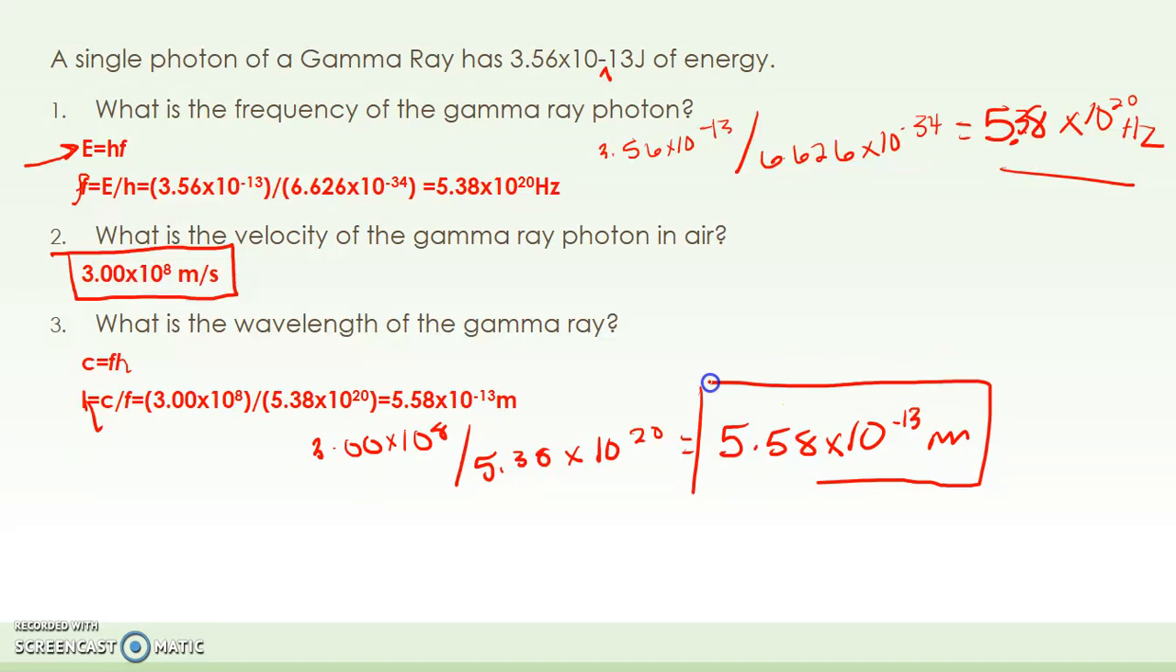So again, these are some problems that you could possibly see dealing with electromagnetic radiation. This is going to end our first video for the first lesson of this module. Please stay tuned for video 2.